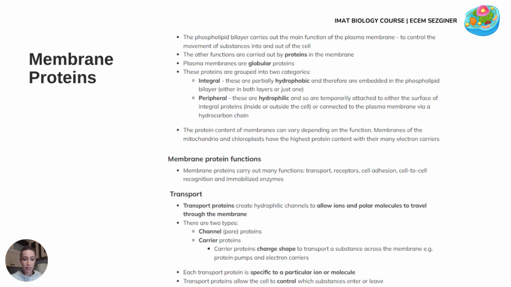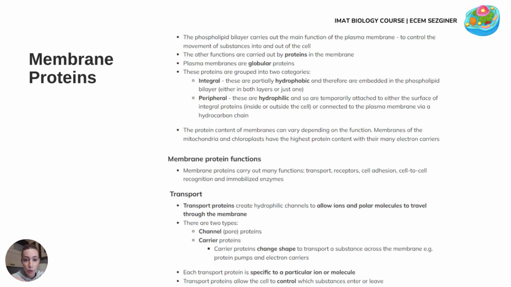But this is it for now about cholesterol, because we have to move on and stick with the curriculum. Now we are going to talk about the membrane proteins, because membrane proteins are relatively more important for the IMAT exam. Again, the plasma membrane, the phospholipid bilayer, has some essential functions, for example, to control the substance exchange. And there are some other functions that proteins can do.